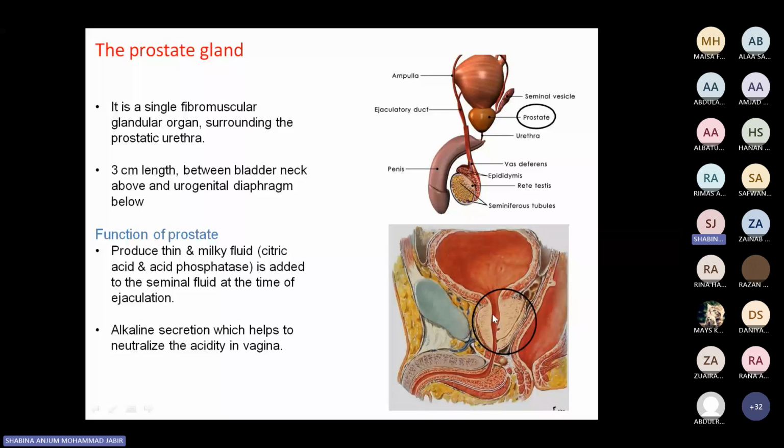It is related above with the neck of the urinary bladder, and below it will be related with the urogenital diaphragm. So what will be the function? It will secrete a thin milky fluid, which is added to the seminal fluid at the time of ejaculation, rich in citric acid and acid phosphatase. It will help to neutralize the acidity of the vagina.